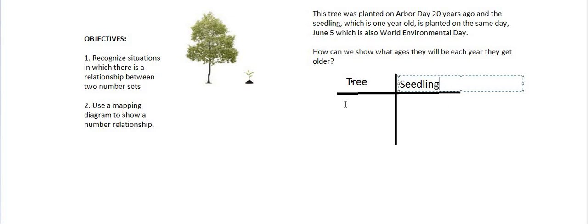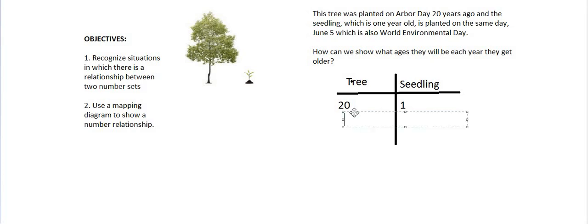All right, so what age was the tree the first day, the first day the seedling was planted? The tree was 20 years old, right? Now, when the tree is 20 years old, the seedling is 1 year old. All right, so as each year progresses, what ages are they? So this is year 1, 20 years old, 1 year old.